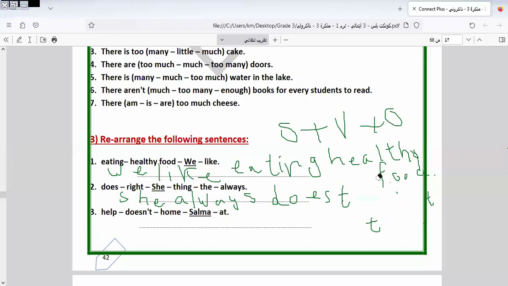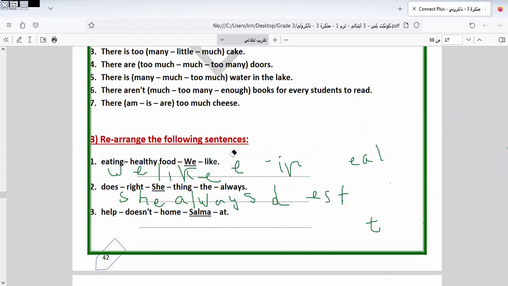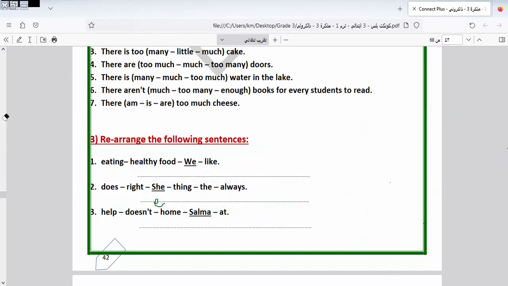Okay. Now you know how to do the rearrange form, the rearrange question. So the last one I will leave to do by yourself. Let's go to another one here, to another question.